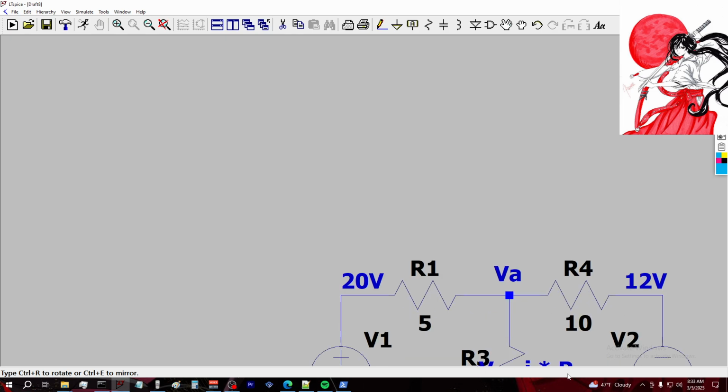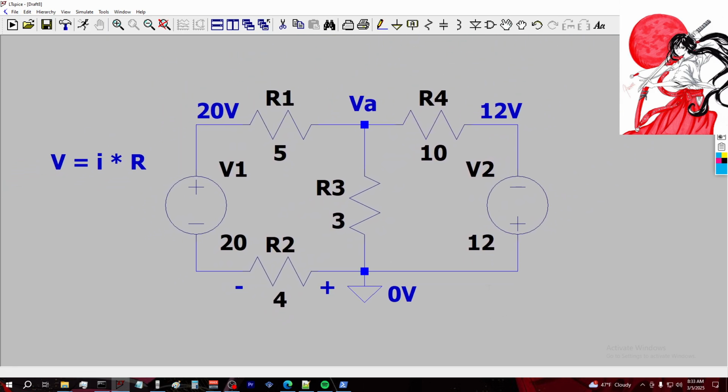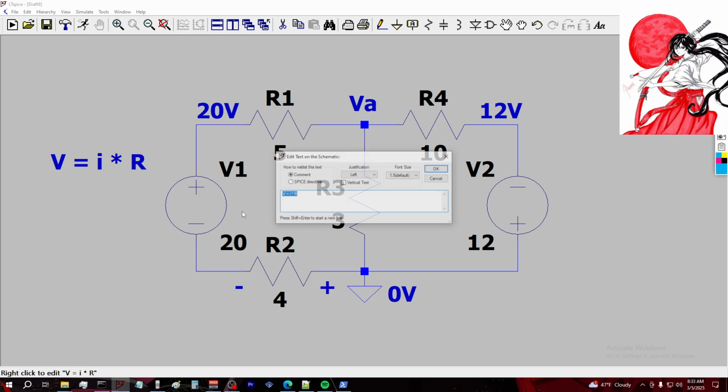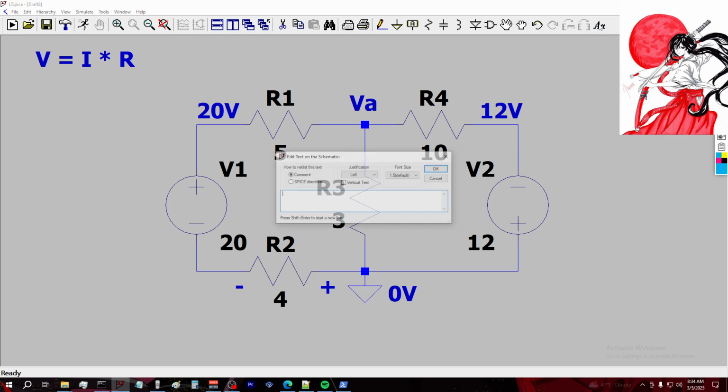Oops, that's not good. Let me go ahead and fix that. All right, so we got I times R. Here we go. I also want to write our voltage difference equation. So let's do that: VD equals high potential minus low potential. Let's remember that also.